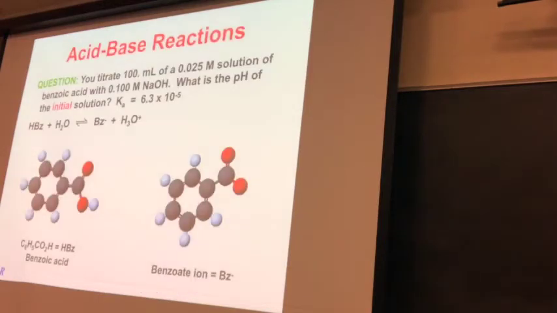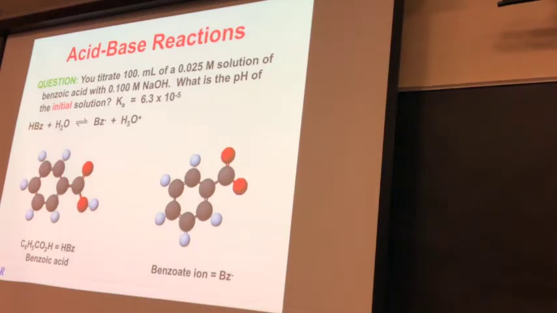Benzoic acid is a very common weak acid, just like acetic acid. Probably the second most common weak acid is benzoic acid. And benzoic acid is a benzene ring, C6H6, but one of the hydrogens has been replaced by essentially a carboxylic acid. And in Chem 222, we talked about how carboxylic acid has a C double bond O, OH.